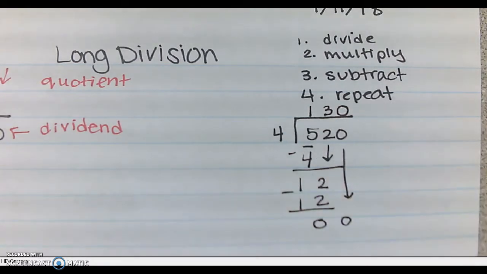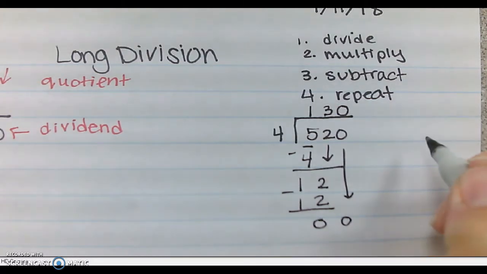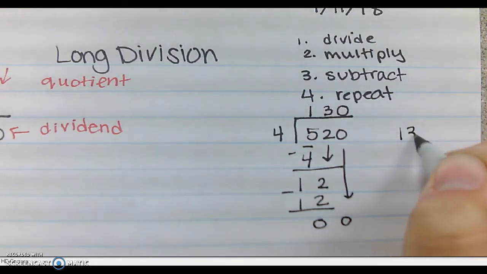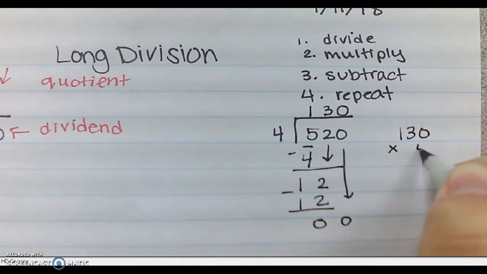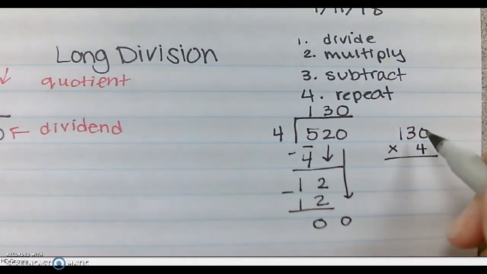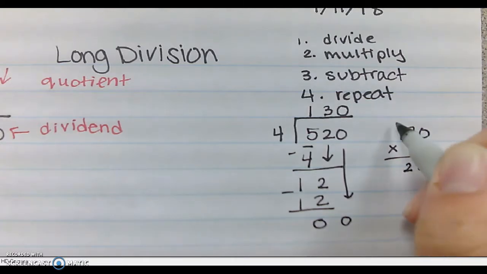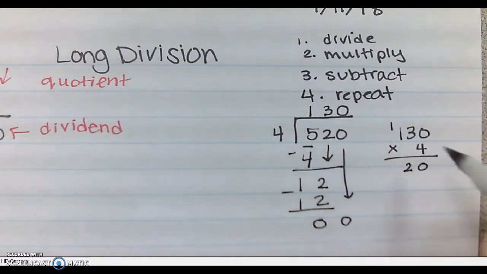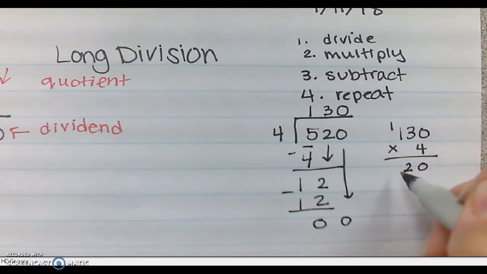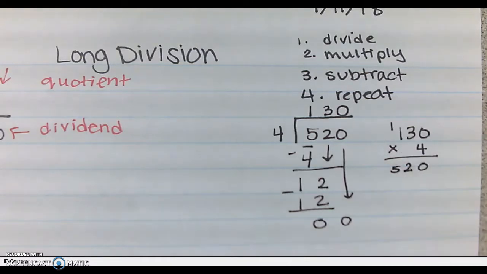If I wanted to check my work, I would do multiplication, because that's the opposite of division. So I would take 130 and multiply it by 4. 4 times 0 is 0. 4 times 3 is 12. Put my 1 up here. 4 times 1 is 4. Plus 1, 520. So I was correct. That's the way I checked it.